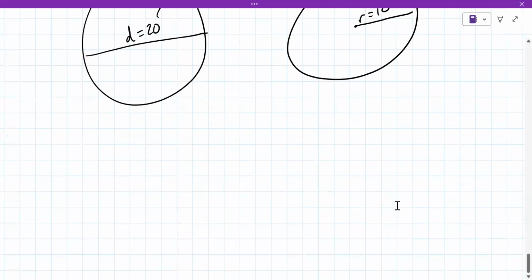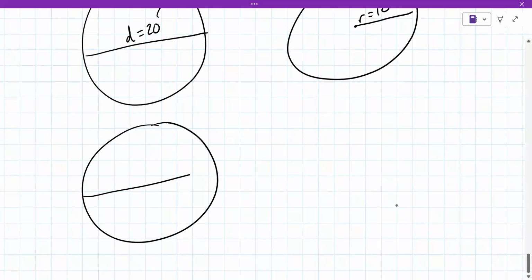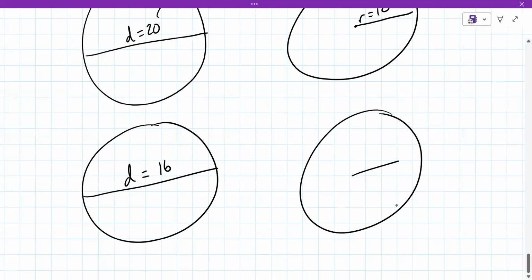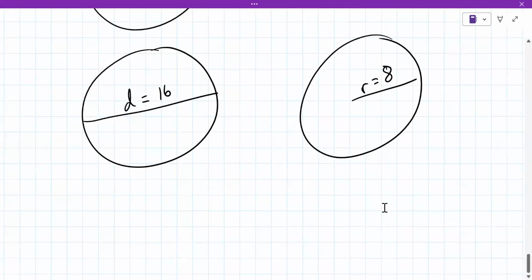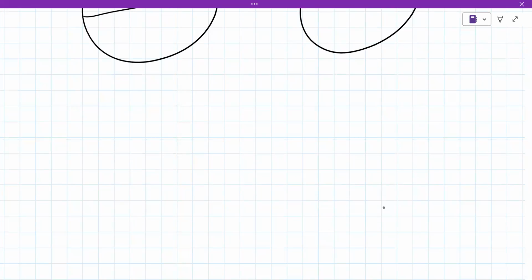Okay. Let's do another one here. Let's say the diameter is 16. What is the radius? The diameter is 16, so it needs to be at least 8 times 2, so it's 8. Okay.